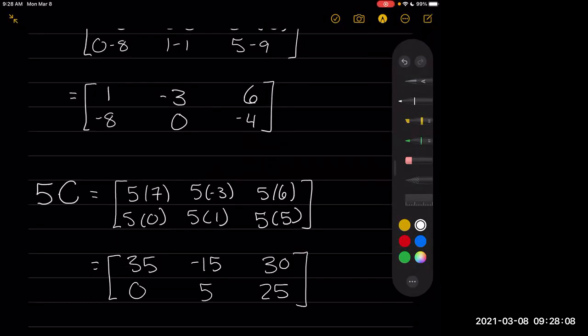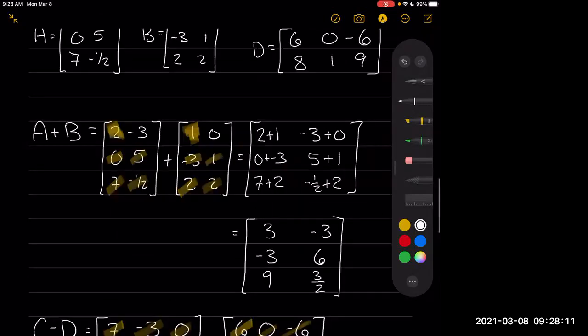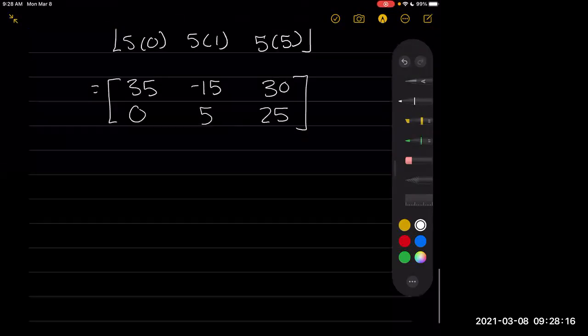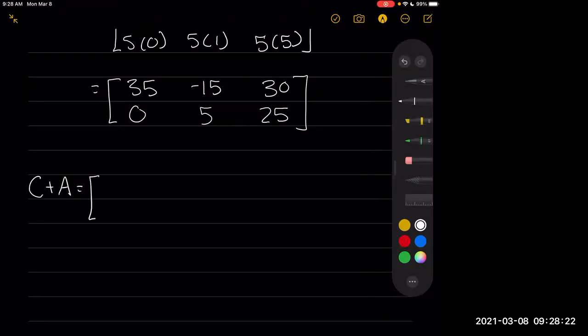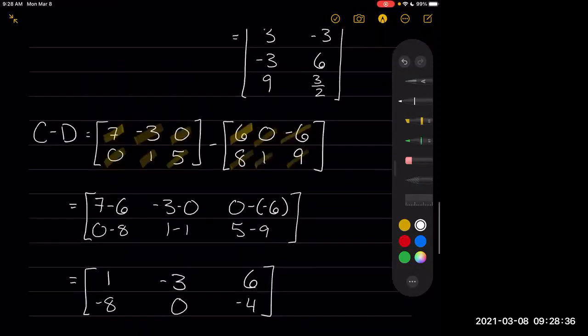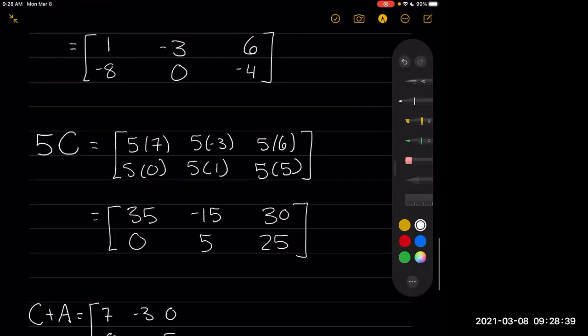Okay, and then one last thing to keep in mind is if we wanted to try to see C plus A, if we were to write those out, C plus A would look like 7, -3, 0, 0, 1, 5. Oh wait, does C have a 0, not a 6? Did I write that wrong? I did, I'm sorry. Here, this should be 5. In my notes, it looked like a 6, not a 0. There we go.